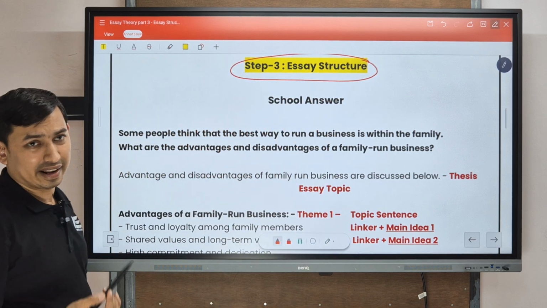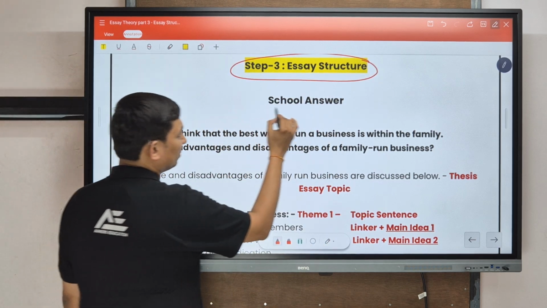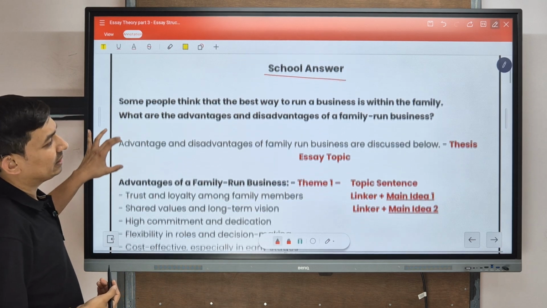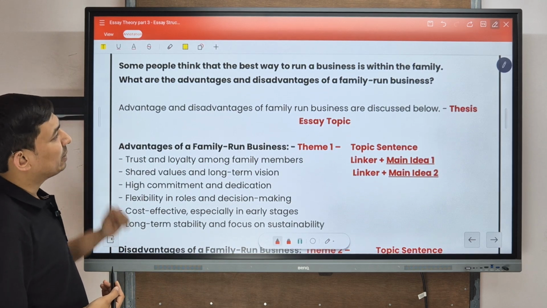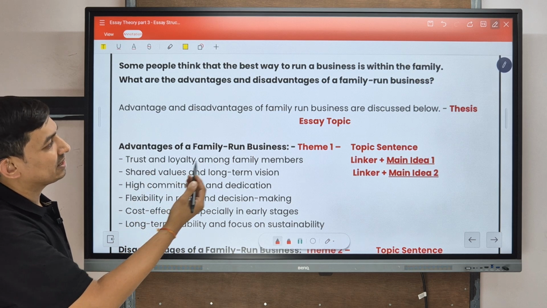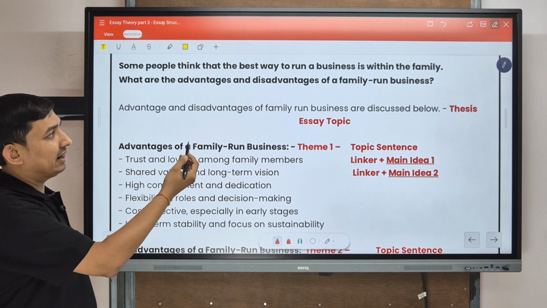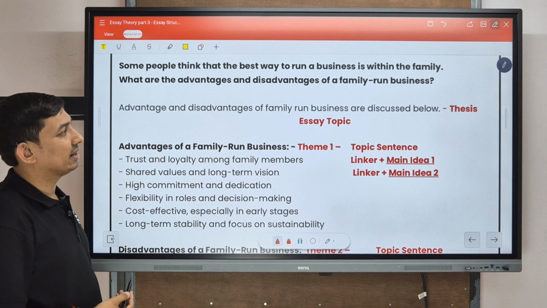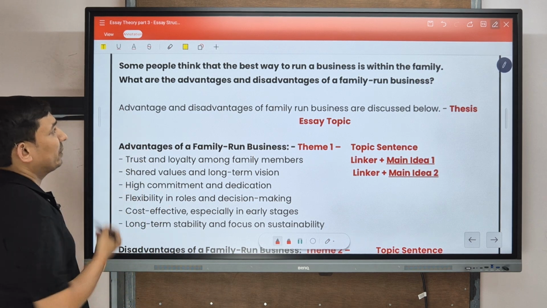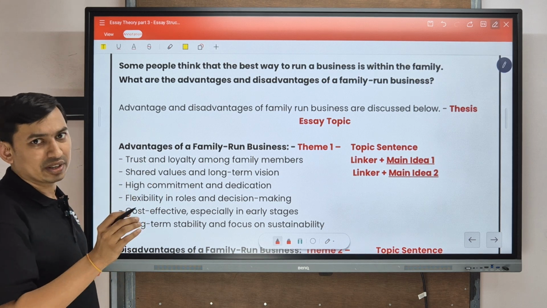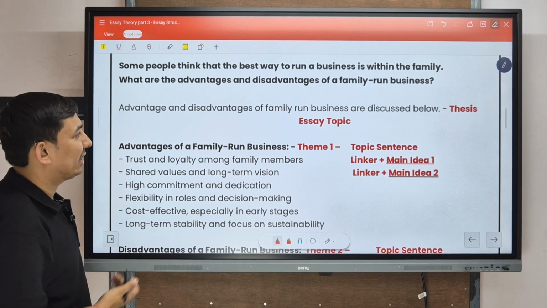First of all, let's take an example of how you generally write your answer in school. For example, this is the question. Some people think that the best way to run a business is within the family. What are the advantages and disadvantages of a family run business? So this is your question. This is the basic example. If this is the question, then normally you will write like this.